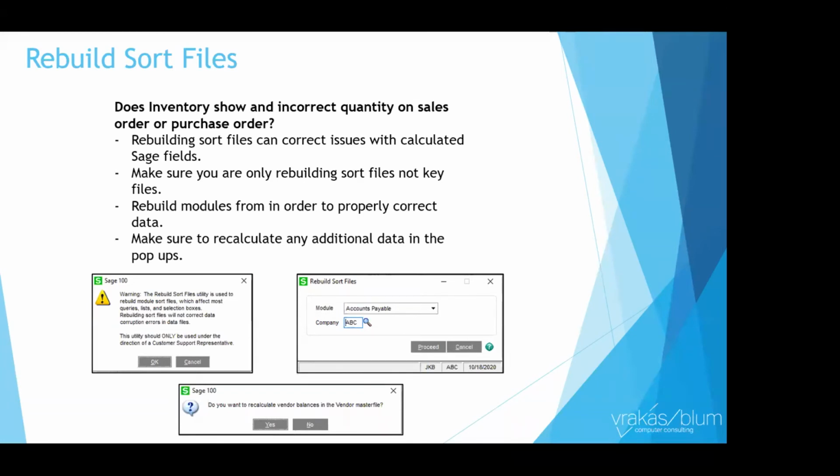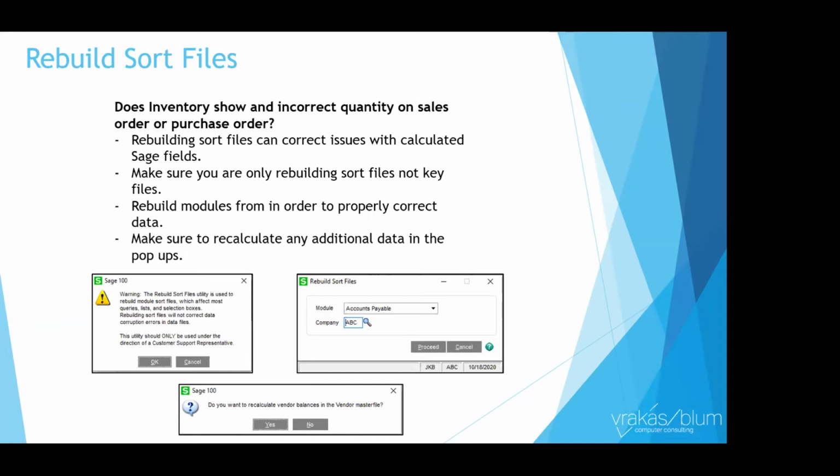And we want to make sure when we're rebuilding that we are rebuilding in a proper order. So you've got to think about how the modules all speak to each other. First, at the lowest level, we have our production modules, things like bill of materials. We can rebuild those sort files. And then maybe we want to rebuild sales order and purchase order. That's the next level. Then inventory, then accounts payable, receivable, and then finally general ledger. So make sure to rebuild them sort of from the bottom up.